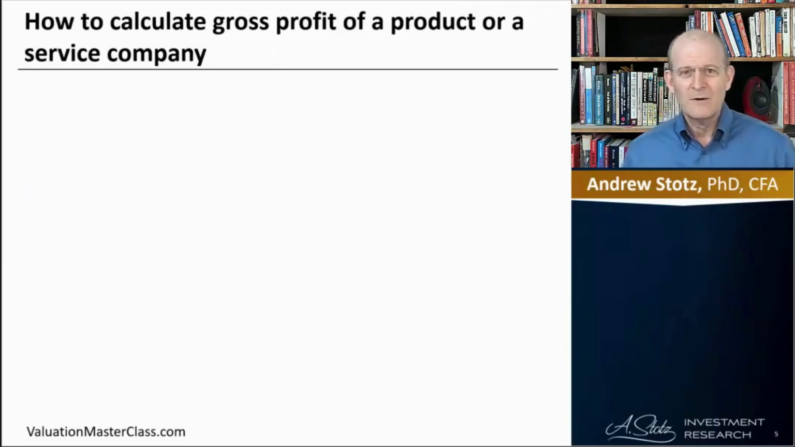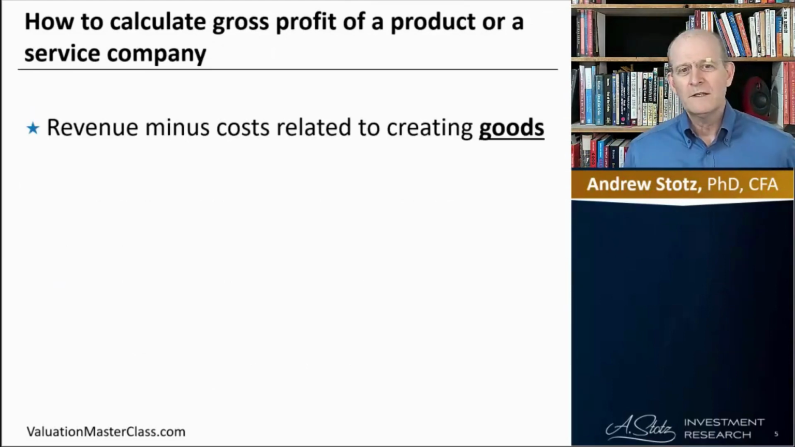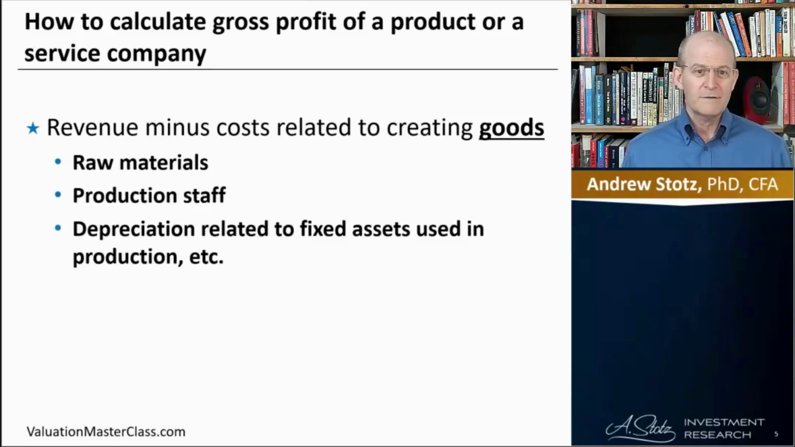So how do we calculate the gross profit margin of a product or a service? Well, it's the revenue minus the cost related to creating that goods, right? We're talking about goods right now. So it could be raw materials, it could be production staff, it could be depreciation related to fixed assets used in production.